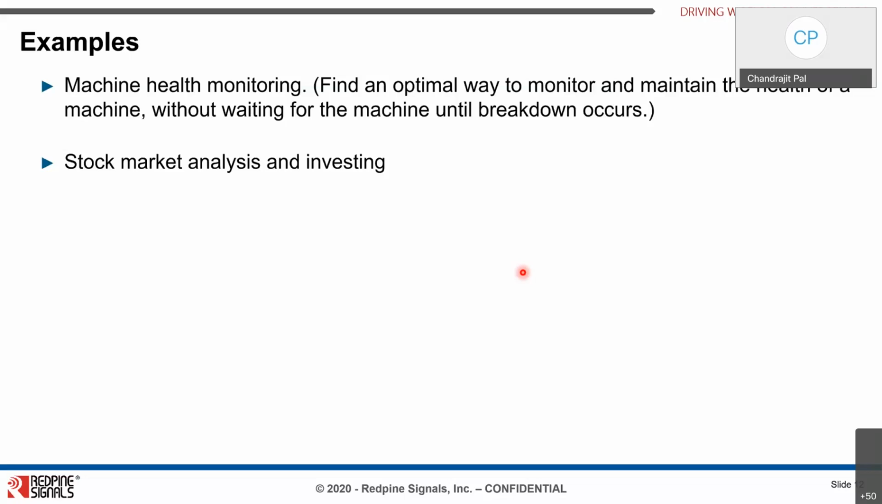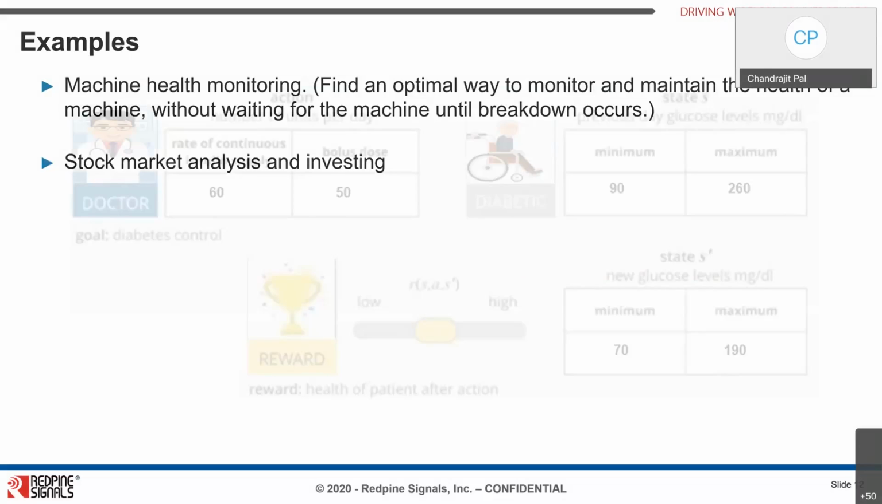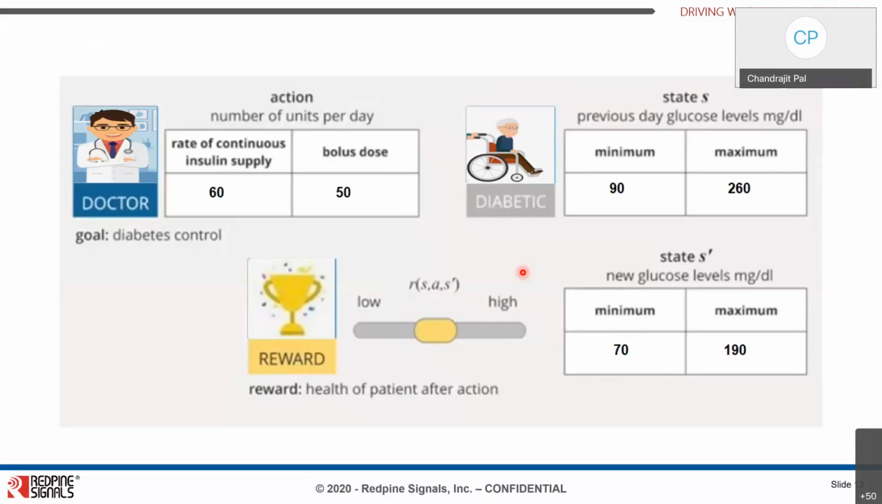The second example is stock market analysis and investing, which are very much unpredictable. Okay, and reinforcement learning can help you to get a good return on your stocks and equities. Okay, and do some analysis on that. Okay, I'll just try to come down to that example and try to view it in the form of a table. That is called a Q table.